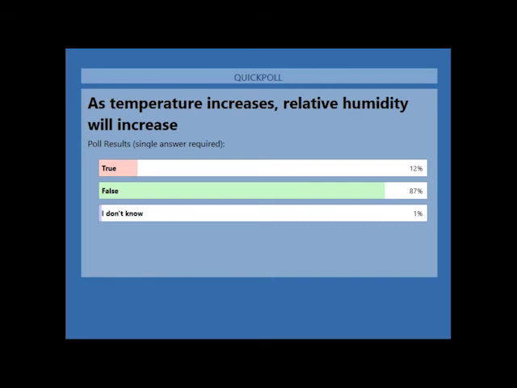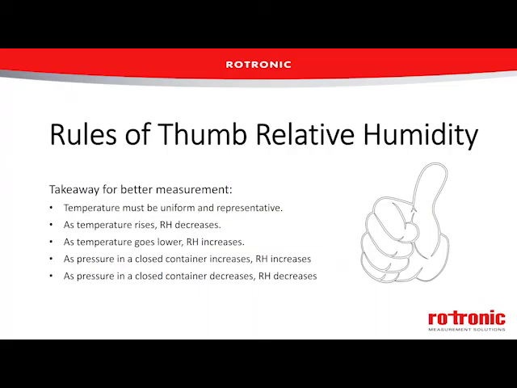Exactly. So I just shared the quiz, and the answer to that is false. As you increase temperature, and that rolls me right into the rules of thumb, which I'm going to go through right now. Rule of thumb, second bullet there, as temperature rises, RH decreases. Your environment gets relatively drier. As you decrease the temperature, the relative humidity will increase.